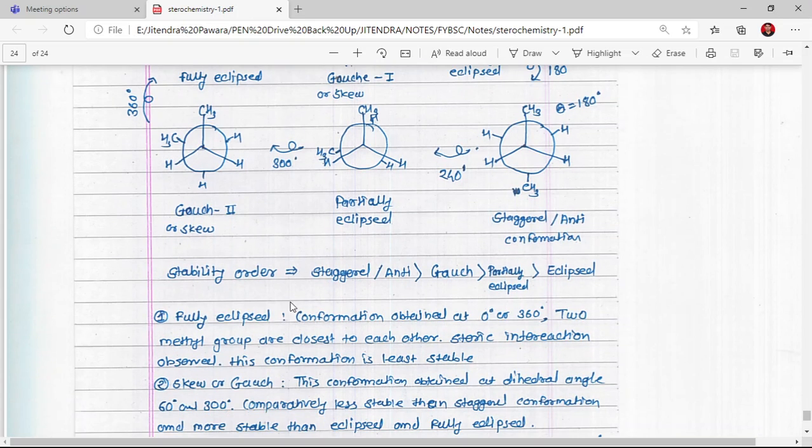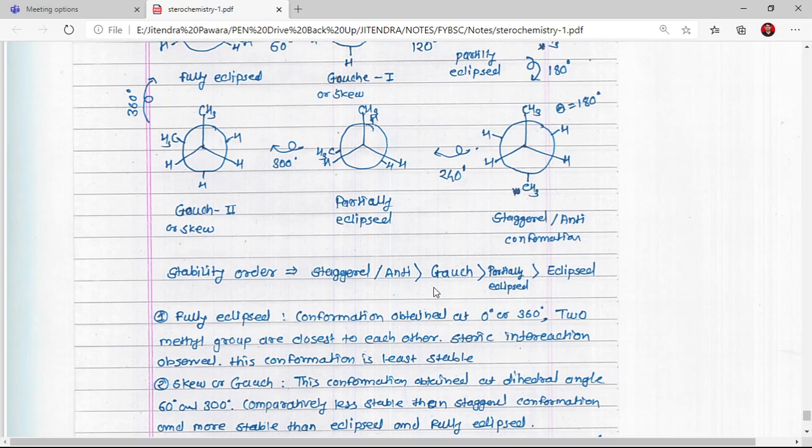This is the stability order: staggered conformation, gauche, partially eclipsed, and fully eclipsed. Or you can say anti-periplanar, synclinal, anticlinal, and synperiplanar: anti-periplanar, gauche synclinal, partially eclipsed anticlinal, and fully eclipsed synperiplanar.